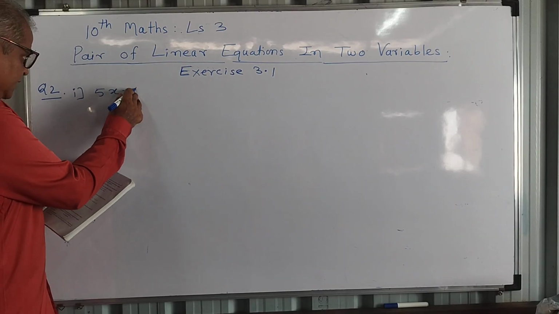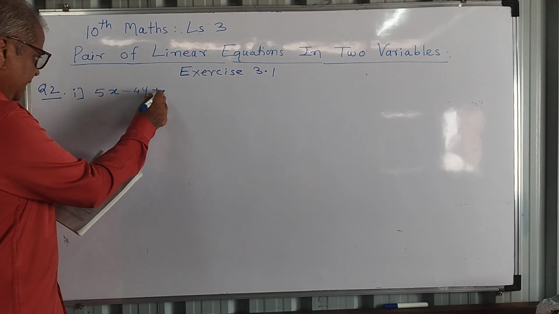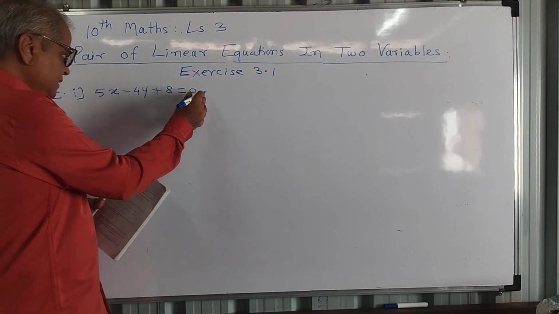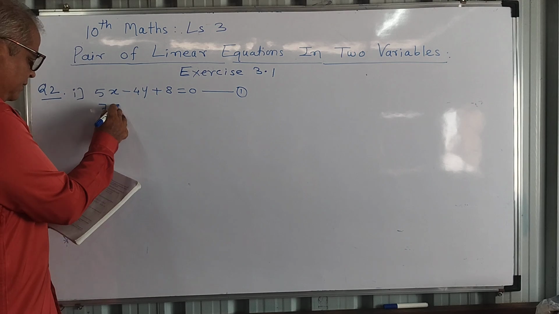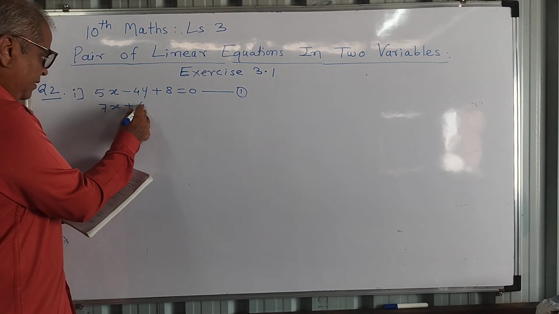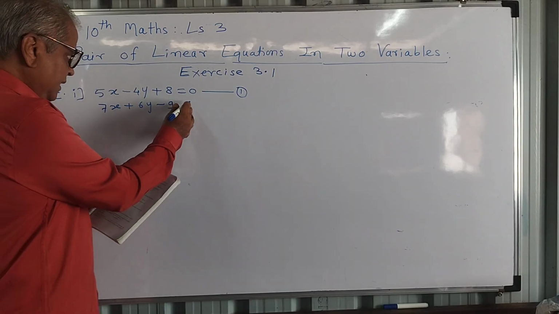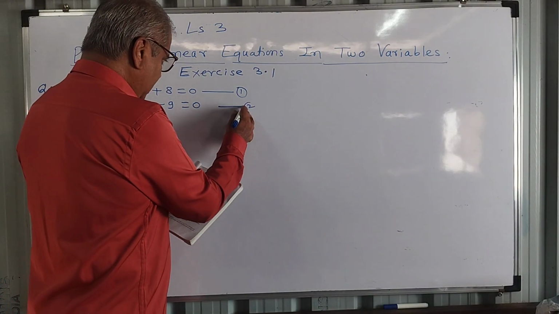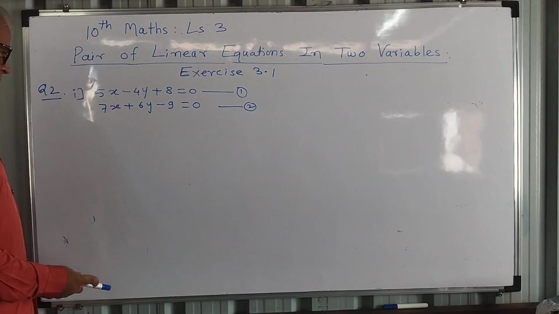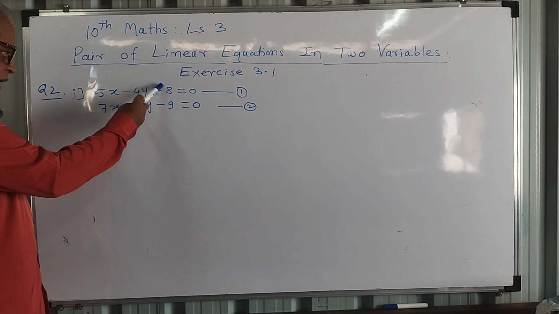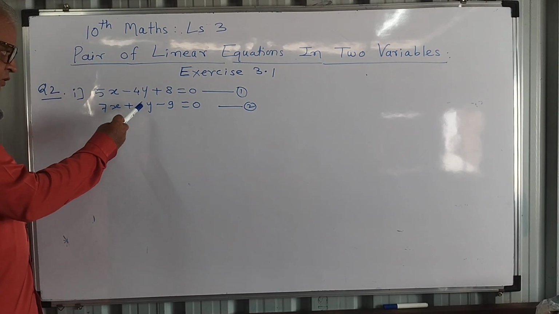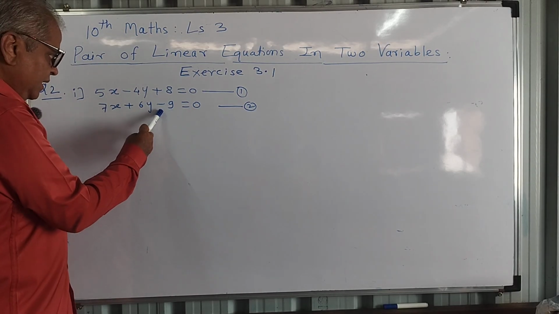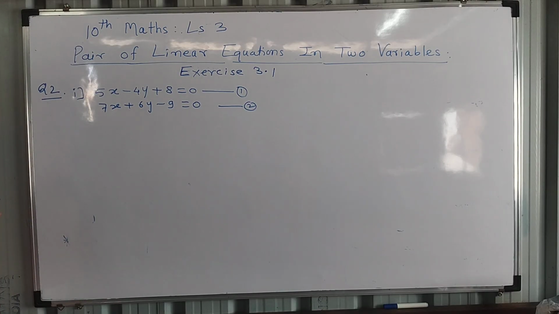5x minus 4y plus 8 is equals to 0. It is in standard form. Equation number 1. 7x plus 6y minus 9 is equals to 0. This is equation number 2. Both the equations should be in the same format. If the constant is on the LHS in equation 1, then equation 2 should also have the constant on the LHS, and if it is on the RHS, equation 2 should also have it on the RHS, then we will be correct.